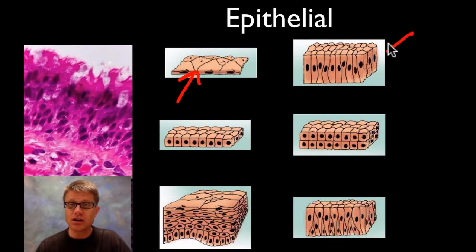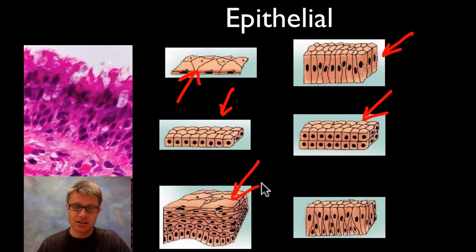What about this one over here, as I pause awkwardly for you to answer? That's right, that would be simple columnar. What about this one? Simple cuboidal, right? This would be like the lining of the nephron or some of the glands in your body. What about this? That's right, stratified cuboidal. What about this? That's stratified squamous. Yeah, that's what your skin is. So you're constantly losing that, but it offers protection.